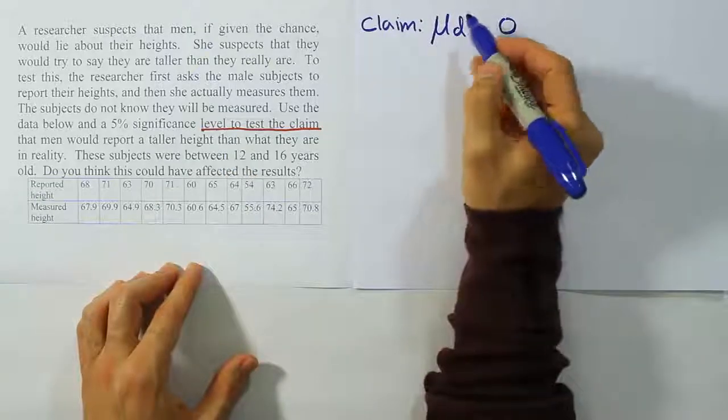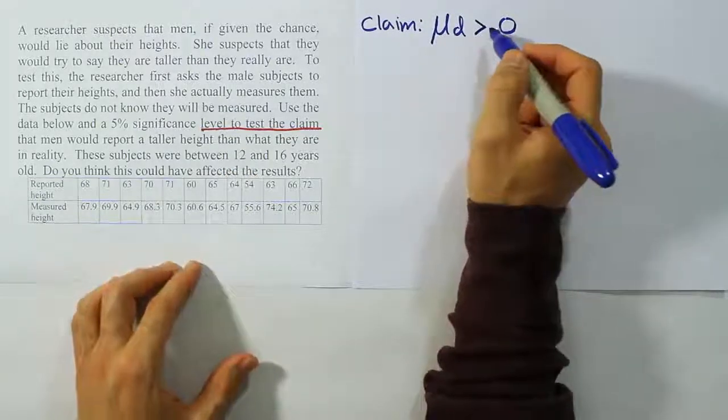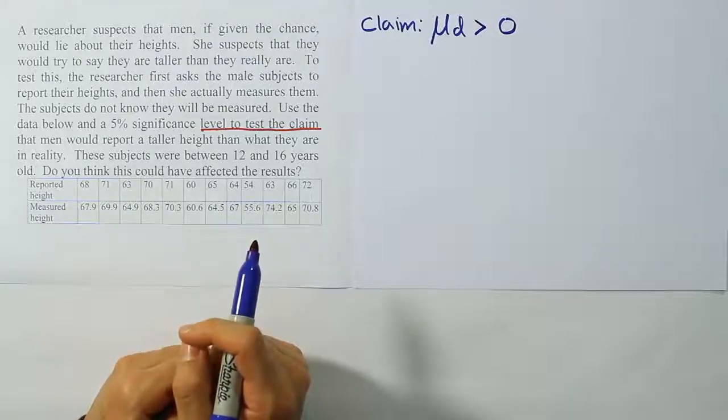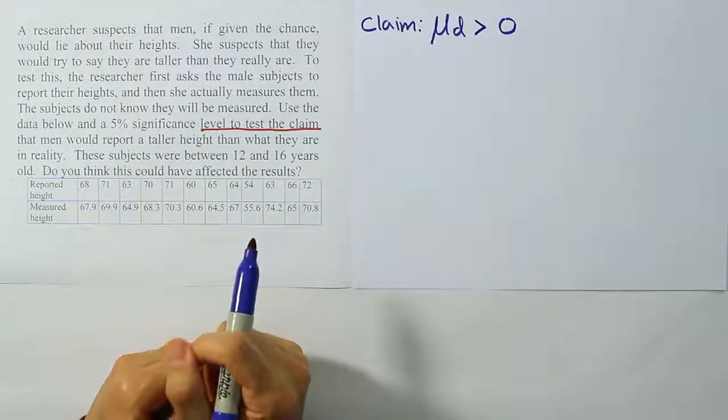And if that's the case, then we're going to say the mean difference would have to be something positive, which means it's greater than 0. So that's essentially how you determine the claim. So we're saying the average difference here will be something greater than 0.